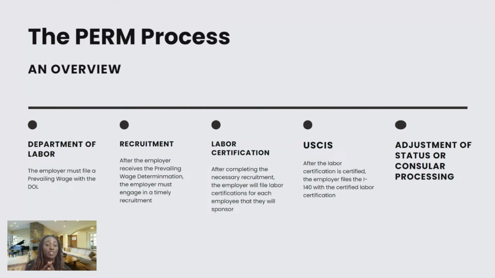However, if your labor certification is certified, you now are able to move on to USCIS. At the USCIS phase, you take your certified, approved labor certification, and you file an I-140. Well, the employer files the I-140 and you get your approval. After that, you either adjust within the United States or you go through consular processing, which means that you go through the National Visa Center and you have to do your interview and everything outside of the United States.